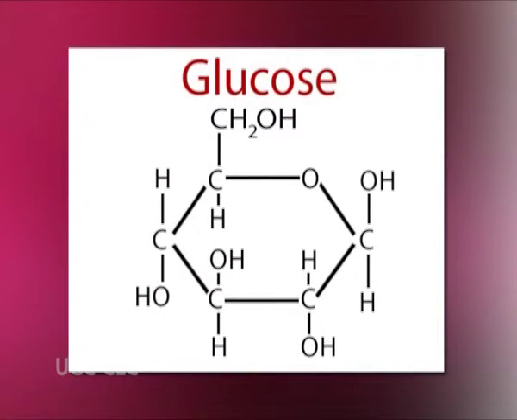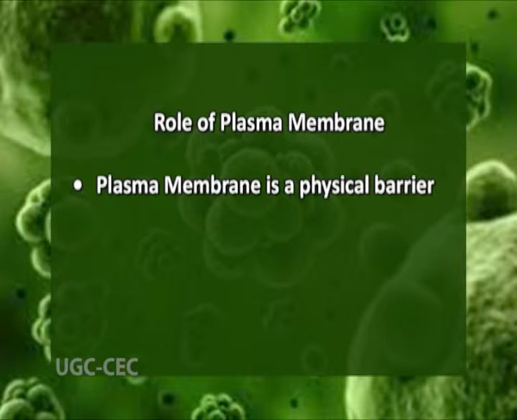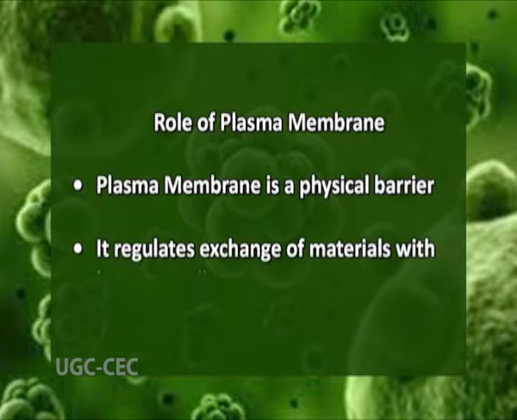In contrast to channel proteins, carrier proteins selectively bind and transport specific small molecules such as glucose. Rather than forming open channels, carrier proteins act like enzymes to facilitate the passage of specific molecules across membranes. The plasma membrane of the cell has two main roles. It is a physical barrier and it regulates the exchange of materials with its surroundings.